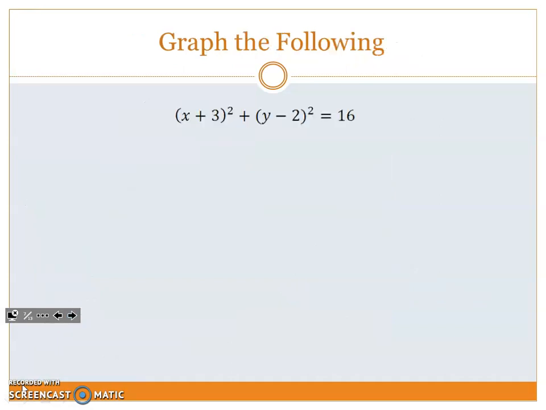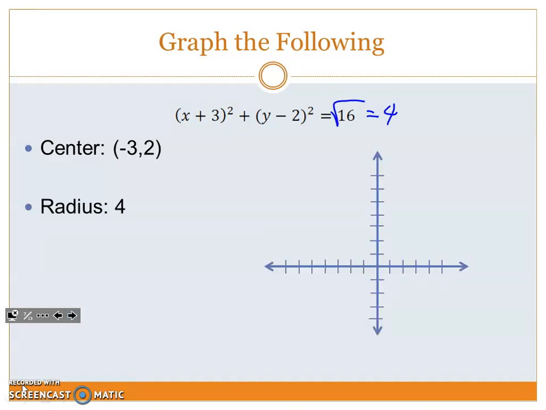Okay? All right, so this one here, I've got x plus 3, y minus 2. Remember, it's opposite signs, so negative 3, positive 2. Okay? To find our radius, we take the square root of that, so our radius is 4. Okay? I'm going to go ahead and graph this thing then. I need to put my center up there, so at negative 3, 2.